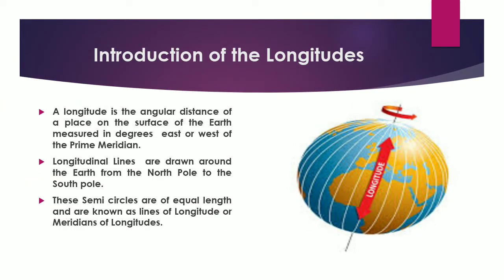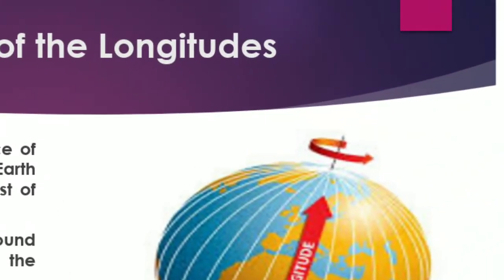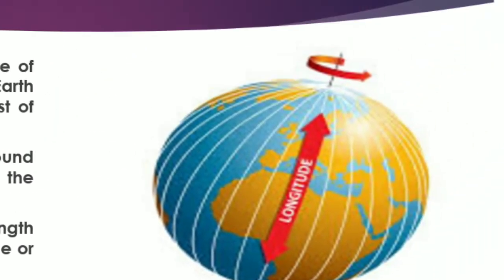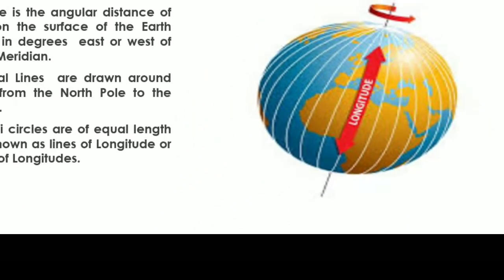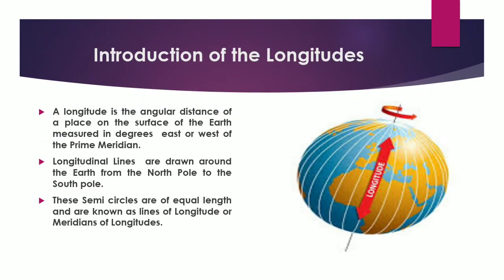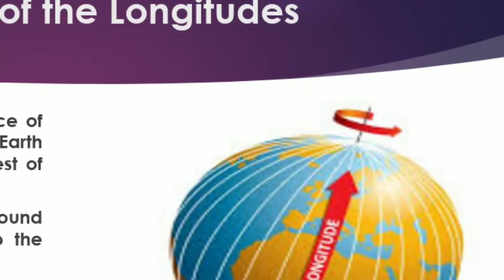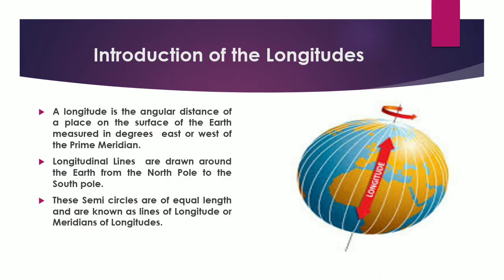Longitude lines are drawn around the earth from the north pole to the south pole. If you see the picture, this is the north pole and this is the south pole, right? So the lines which are drawn from the north pole to the south pole are known as the longitudes. These semicircles are of equal length and are known as lines of longitude or meridians of longitude. These look like a semicircle and are known as the longitudes or the meridians of longitude.